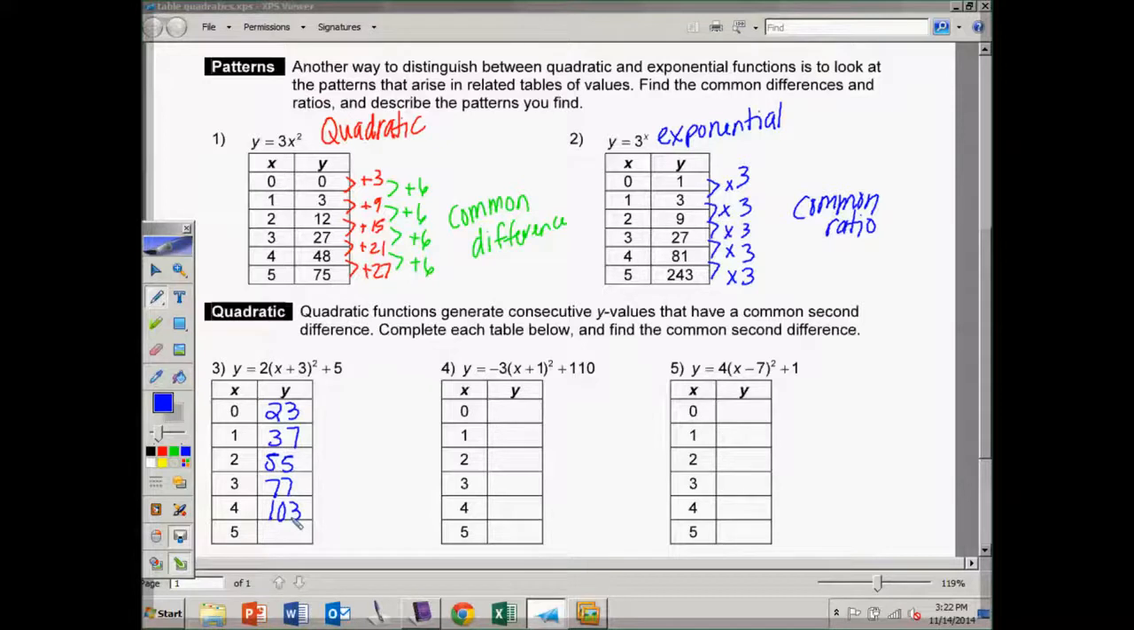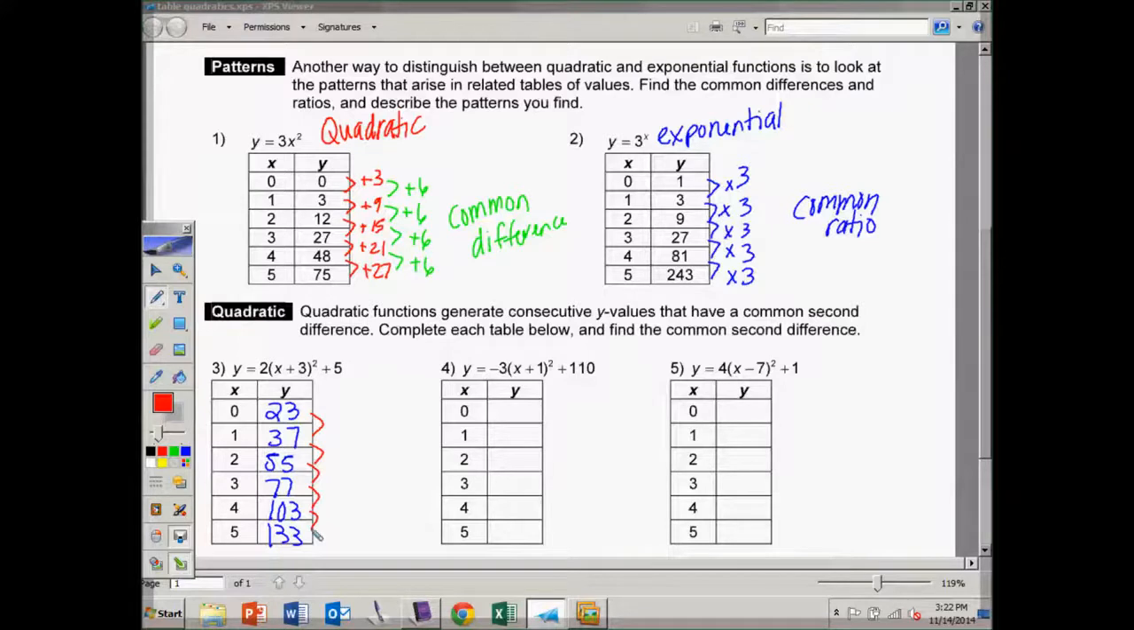5 plus 3 is 8. 8 squared is? 64. 64 times 2 is? Give us a minute. 128. 128 plus 5 is? 133. Okay, good job, guys. So, how did I get from one to the other?